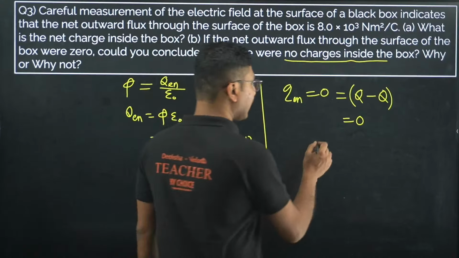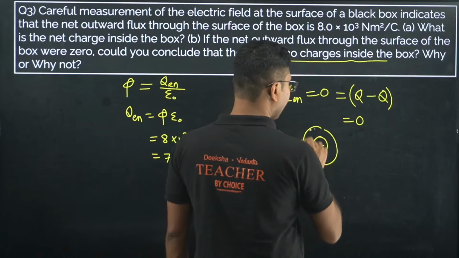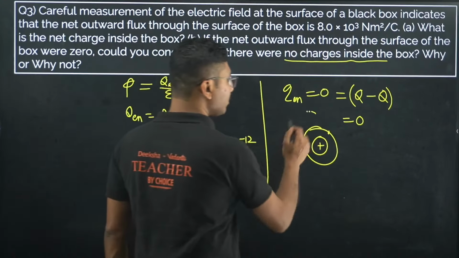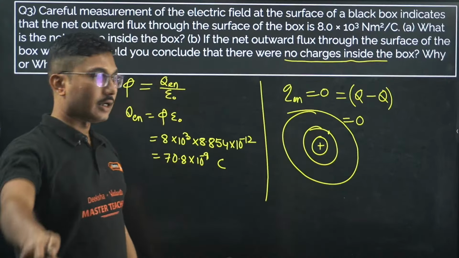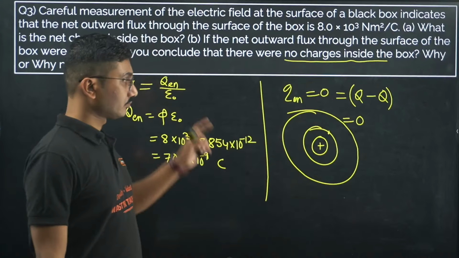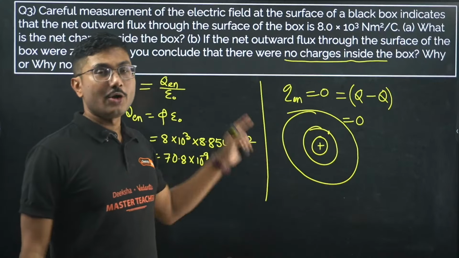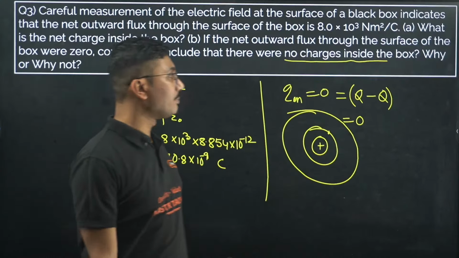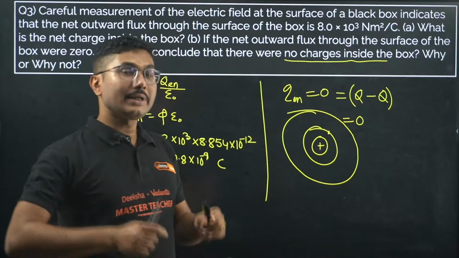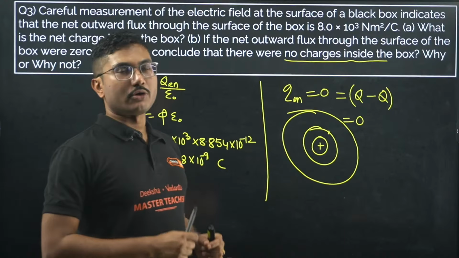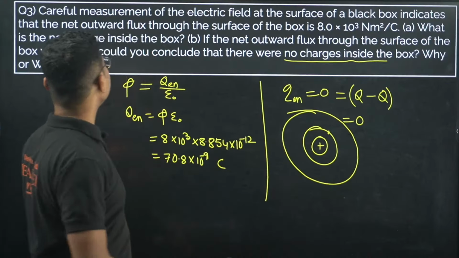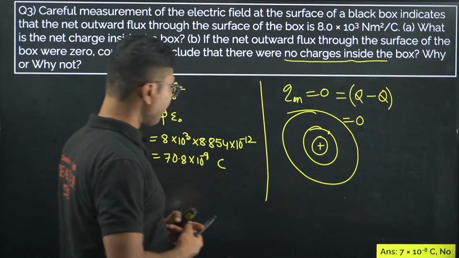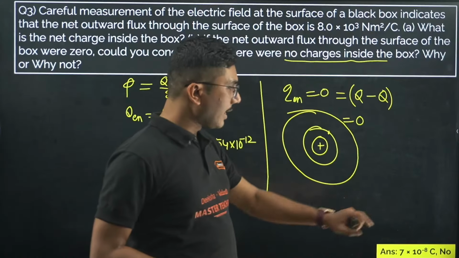For example, consider an atom. An atom has positive charge and negative electrons orbiting around it. Total charge is 0, and total flux will also be 0. If you consider a Gaussian surface, net flux will be 0 and net charge is 0, but you cannot conclude that no charge is present inside the box. It can have an equal amount of positive and negative charge. So, 7 into 10 to the power of minus 8 coulomb, and no, you cannot conclude no charge.